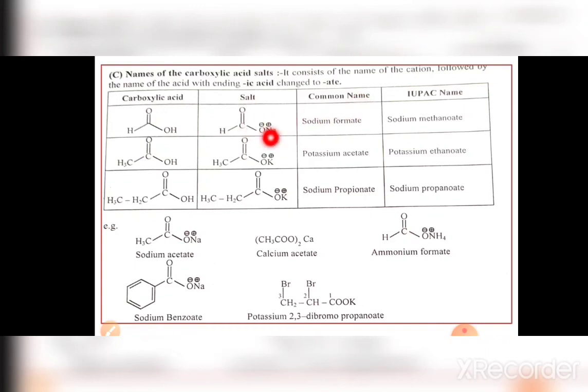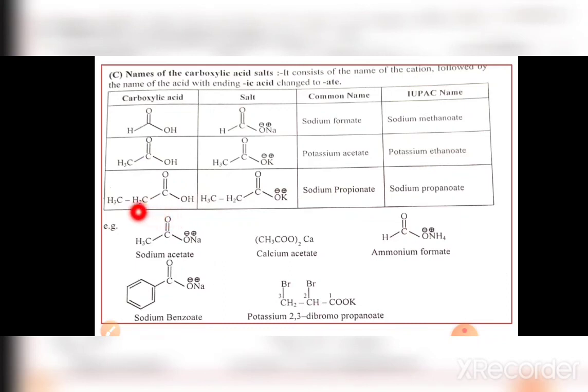The common name is sodium formate. H C double bond O minus Na plus, that means sodium formate, and the IUPAC name is sodium methanoate. We replace IC acid by ATE, that means sodium methanoate. And here CH3 C double bond OH, and its salt CH3 C double bond O minus K plus, that means potassium acetate, the common name, and the IUPAC name is potassium ethanoate.